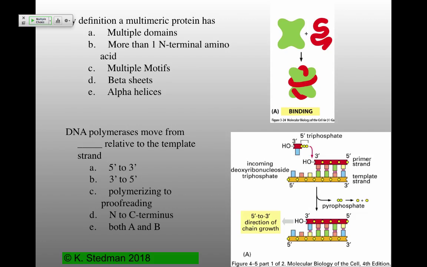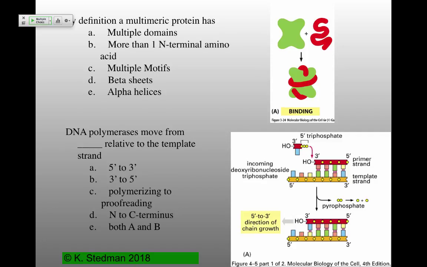There are a couple of fail questions, I guess. What I always do after exams is I go through and look at the questions that the most people missed. So if you got these right, think yourself very in tune or lucky, as the case may be. A couple of different things here. So by definition, a multimeric protein has multiple domains, more than one N-terminal amino acid, multiple motifs, beta sheets, alpha helices. Most people selected multiple domains. Domain is by definition a folded structure.